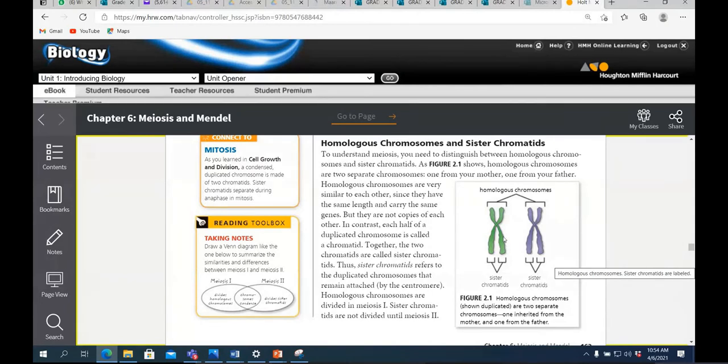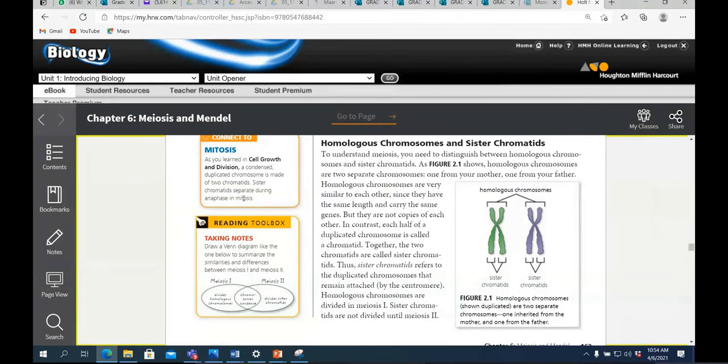Alright, ladies, if you look at this green color chromosome, this 1 strand and this 2 strand which are overlapping are known as the sister chromatids. So homologous chromosomes are 2 separate chromosomes, one inherited from the mother and one inherited from the father, whereas sister chromatids are part of the same chromosome. These 2 are known as sister chromatids. Now, as you learned in cell growth and division in mitosis, a condensed duplicated chromosome is made of 2 chromatids.